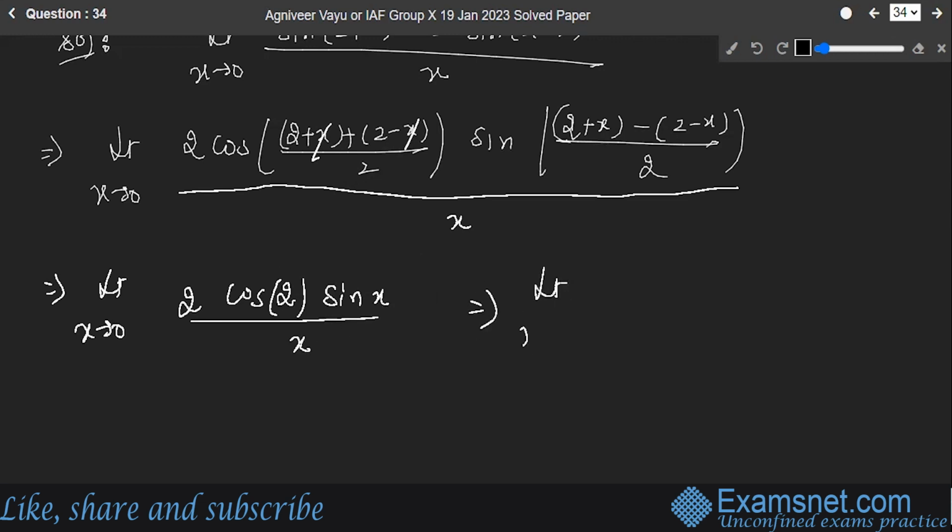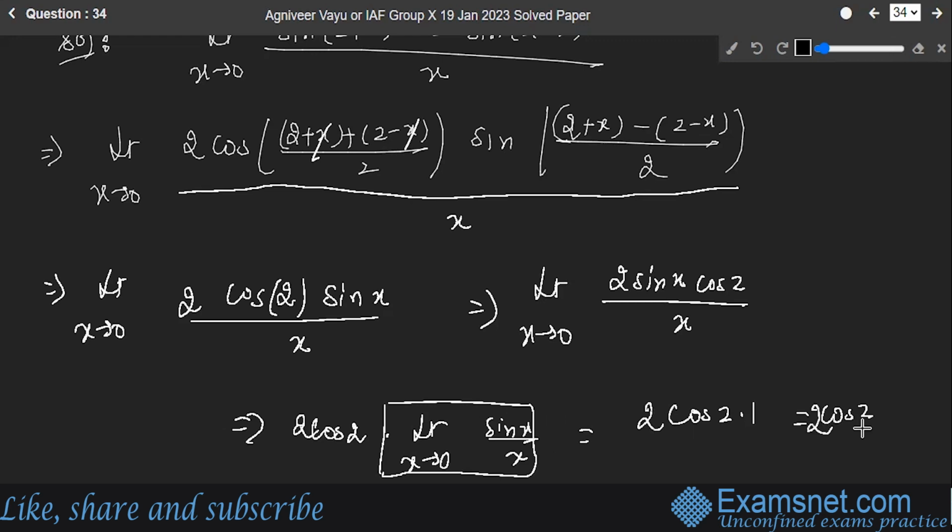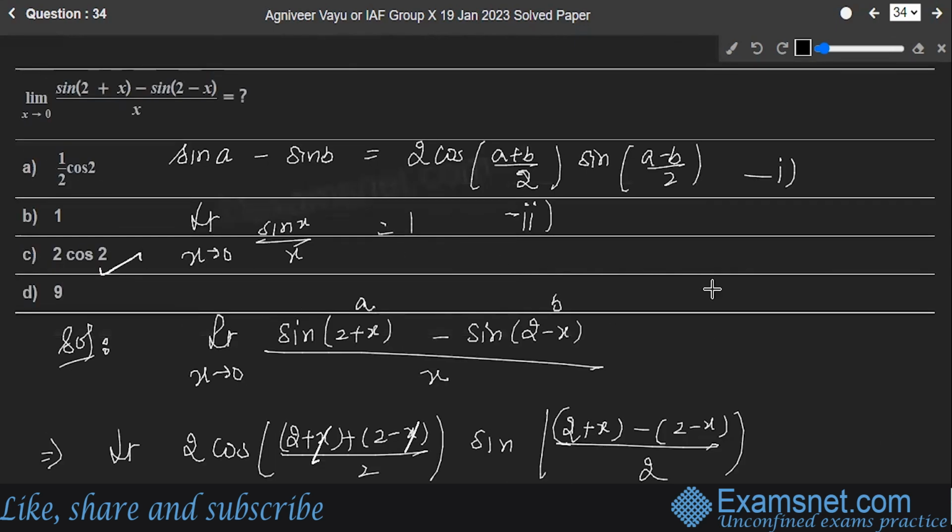So this will be equal to limit x approaching 0 of 2 cos 2 sine x upon x. See, cos 2 is constant, I'll take it outside. So this will be 2 cos 2 times limit x approaching 0 of sine x upon x. You know this thing is equal to 1. We already discussed this. So this will be 2 cos 2 into 1, which will be equal to 2 cos 2. This is the answer to the question.